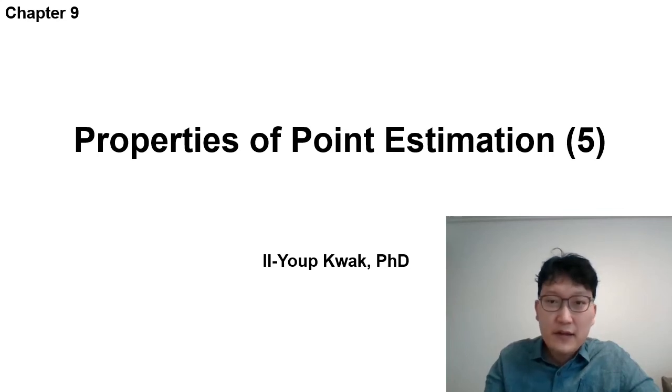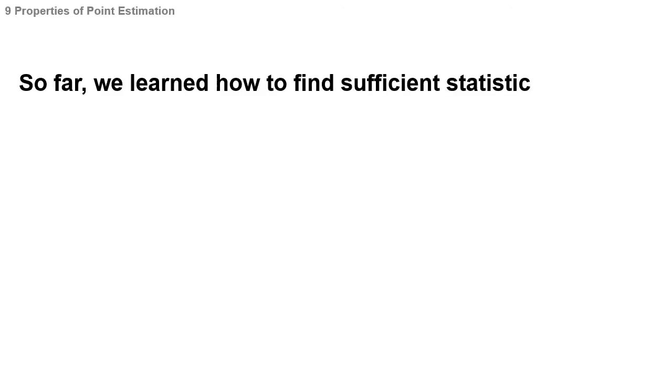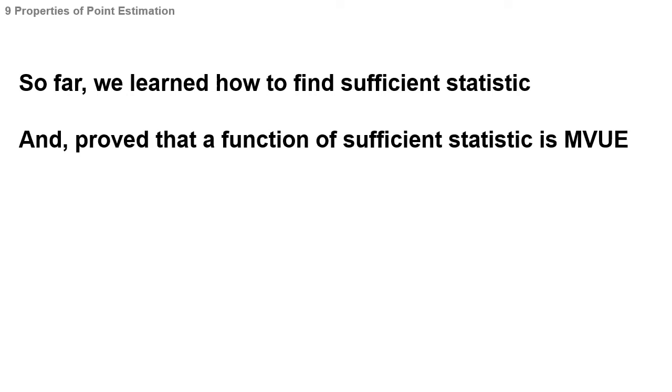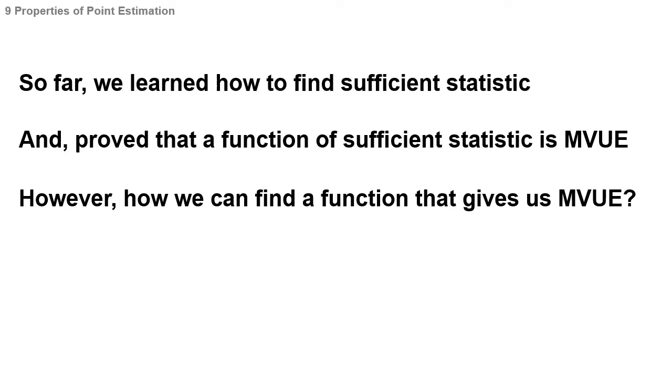Okay, hello everyone. Today we will learn properties of point estimation, part 5. So far we learned how to find a sufficient statistic, and we also proved that a function of a sufficient statistic can become an MVU. However, we didn't discuss how we can find a function that gives us the MVUE.